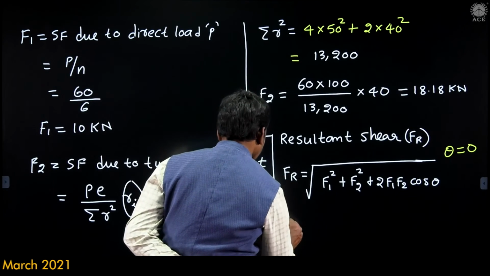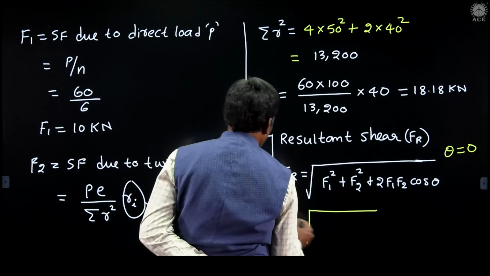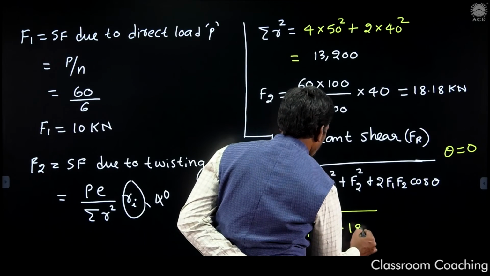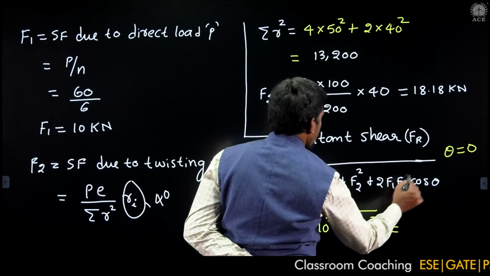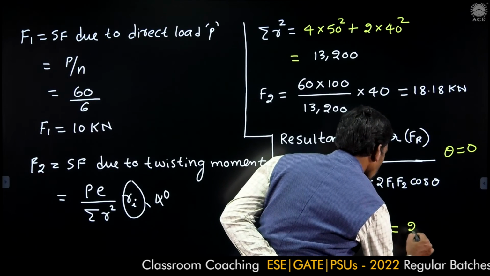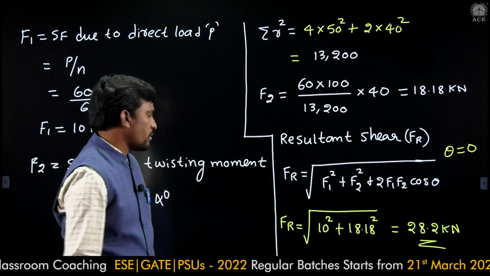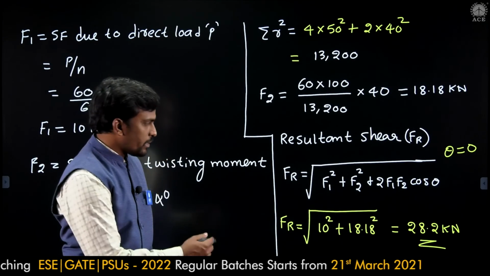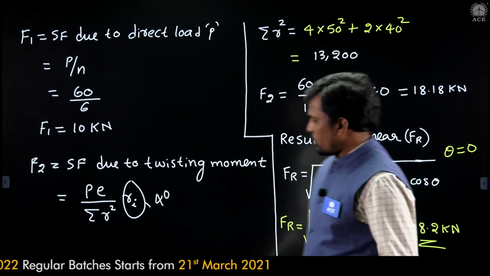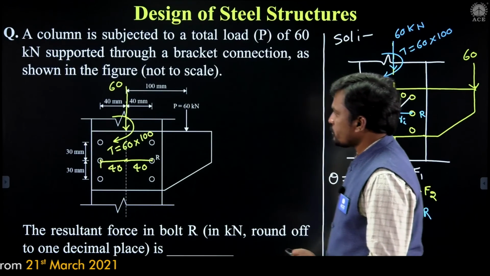Then here, Fr equals the square root of, what is F1? F1 is 10, so 10 square. Then what is F2? 18.18 square. Then this value is 1. Then solve this, and you get 28.2 kilonewton. Now this is the resultant force at bolt R. Please note down. Now only one question is given from this subject. I'll show one more time. Please note down.